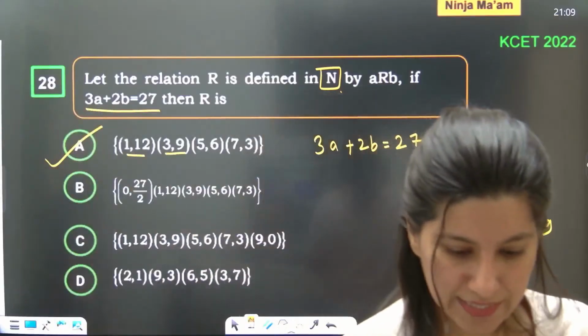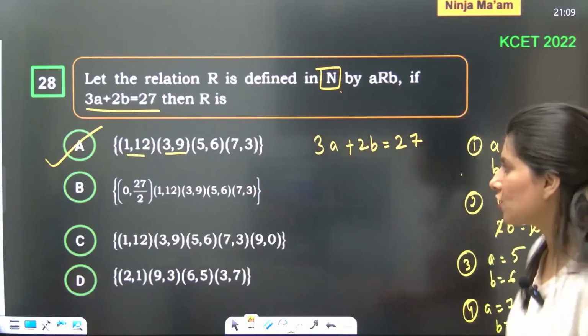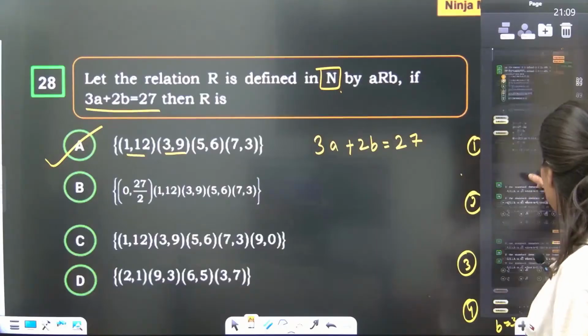Everybody? Yes, infinity in experiments. Thank you so much. You can do option elimination. Definitely you can do option elimination.